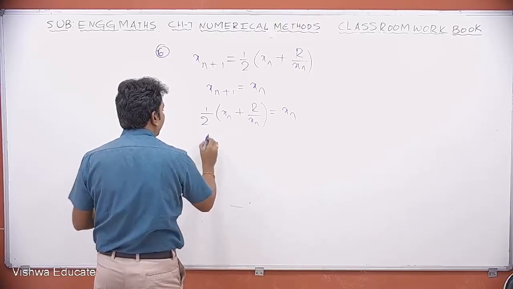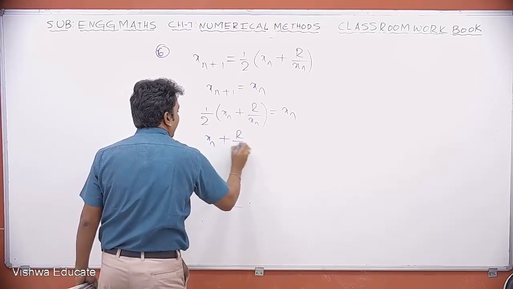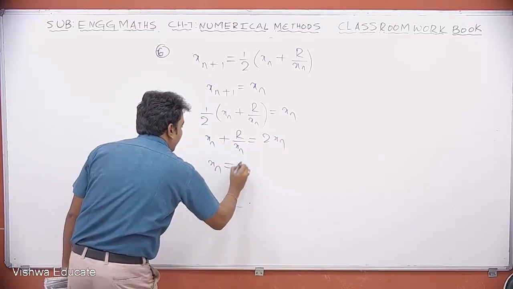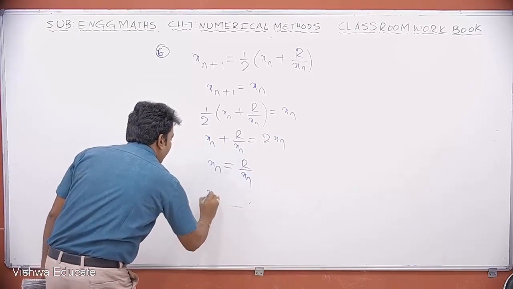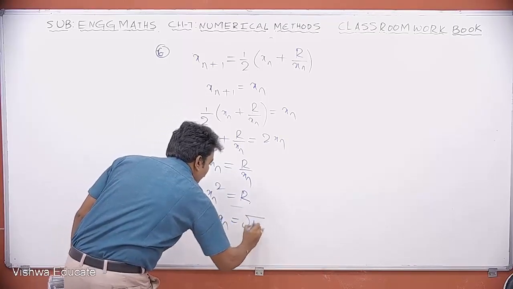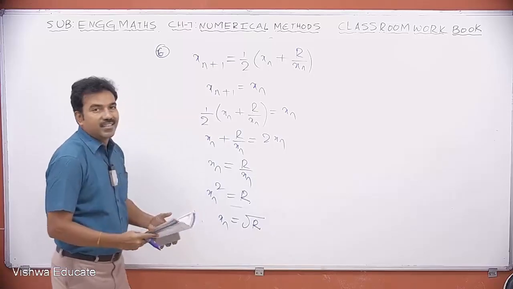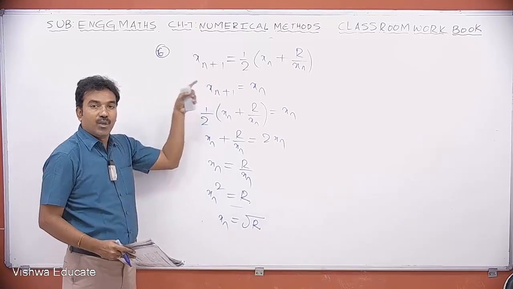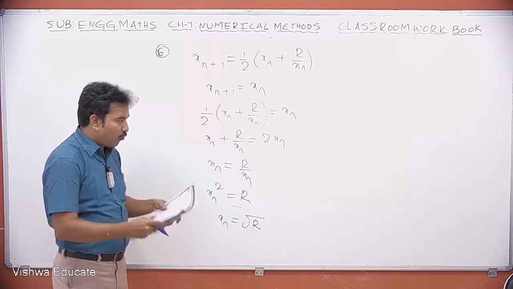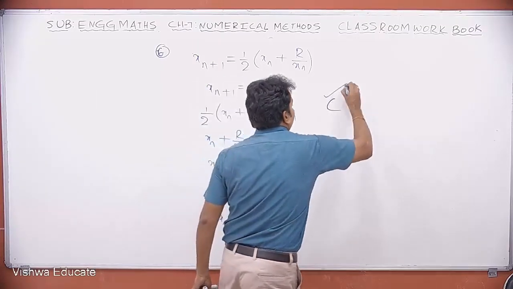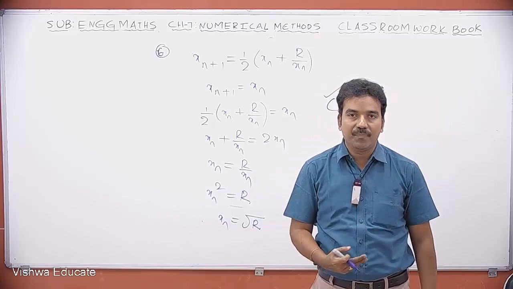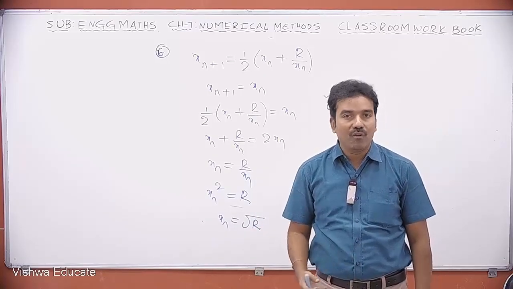So this value gives me xn plus r by xn equal to 2xn. So therefore xn equal to r by xn. Xn square equal to r. So therefore xn equal to square root of r. Therefore this is a recurrence relation by using Newton-Raphson to get the square root of a number r. So therefore option C is right answer. Just we have applied condition for convergence, that is xn plus 1 equal to xn, and we got xn as square root of r.